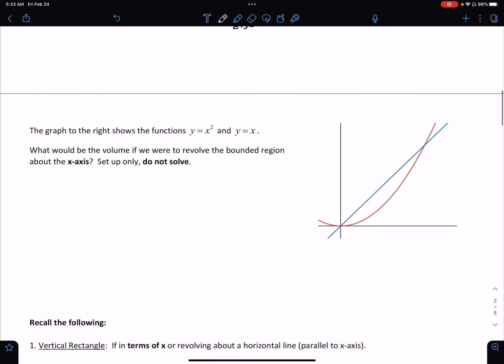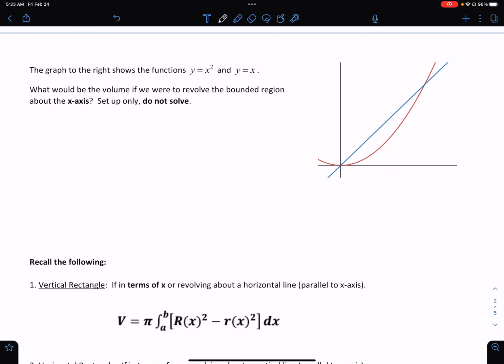All right, so let's take a look at the graph below here. The graph to the right shows the function y equals x squared and y equals x, and hopefully we should be able to recognize them. There's our y equals x. Here is the red, the other one is y equals x squared. We want to know what the volume would be if we were to revolve the region about the x-axis. Now again, take a look here. We are saying we're revolving about the x-axis right there. So this is telling us we have to be in terms of x.